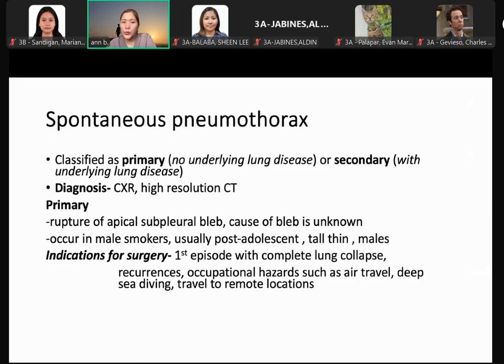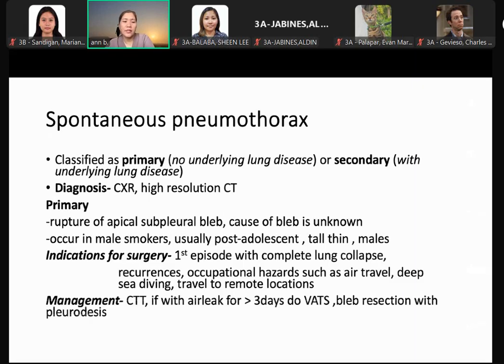So you have to ask the patient what the occupation is, what the risks are for the patient, because anytime it could happen. But if your patient does deep sea diving, and he has this history of pneumothorax, it would be much more problematic if it occurs during the diving.